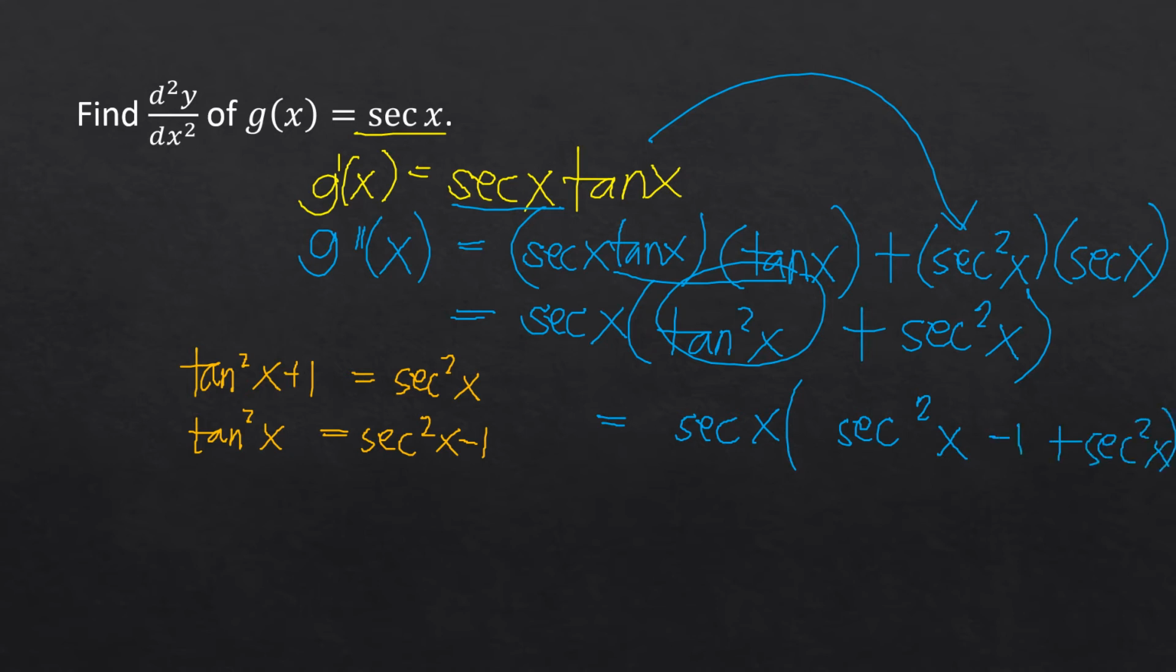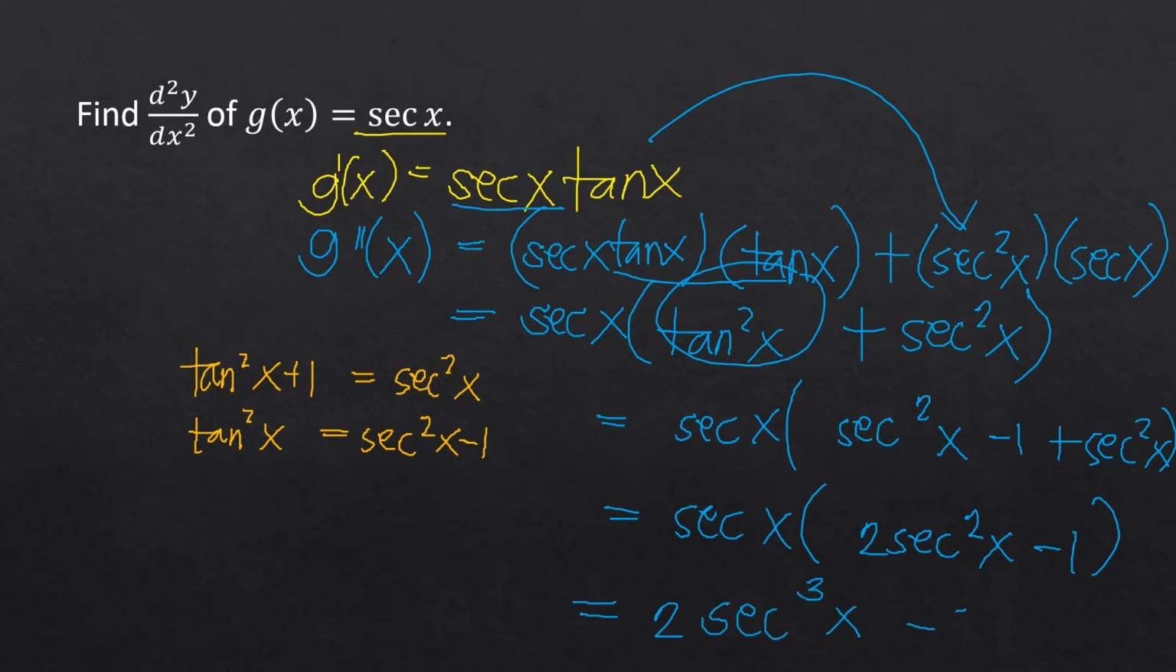Now combine like terms, so we now have secant x times 2 secant squared x minus 1. After that, pwede mong i-distribute ang secant x, so your answer can be 2 secant cubed x minus secant x. However, any of these two can be your answer.